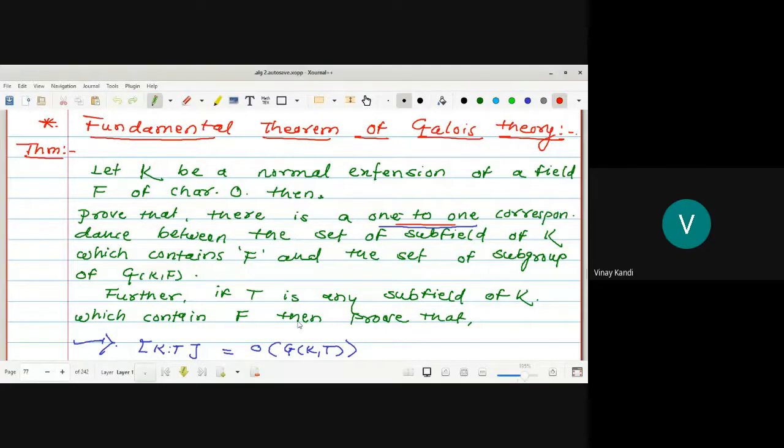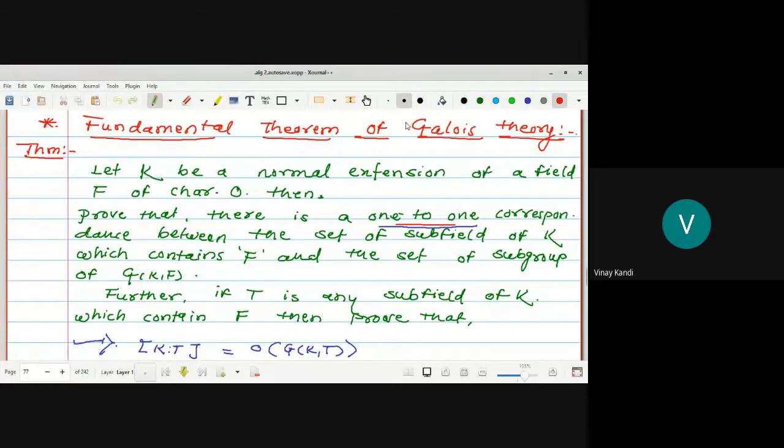Good morning. In the last lecture, we saw the fundamental theorem of Galois theory. What is the statement? Let K be a normal extension of a field F of characteristic 0. Then there is a one-one correspondence between the set of subfields of K which contain F, and the set of subgroups of G(K/F).